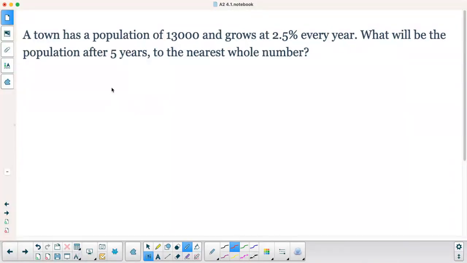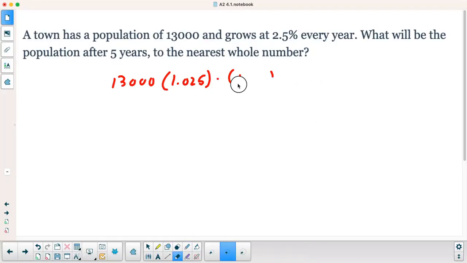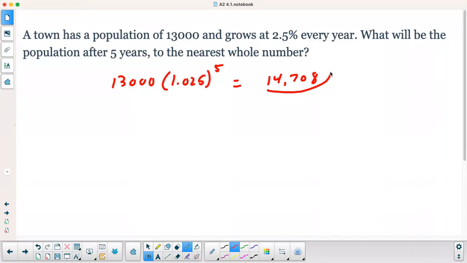So, a town has a population of 13,000, and it grows by 2.5% every year. What will be the population after 5 years? So, well, we're going to multiply by 1.025, and instead of doing it 5 times, like I could write, times 1.025, and I could keep on doing that 5 times, I'm going to shortcut it here, and I'm going to just take it to the 5th, and I'm going to get my answer. So I end up with 14,708. That was to the nearest whole number. Okay.